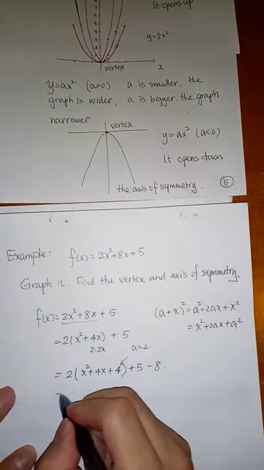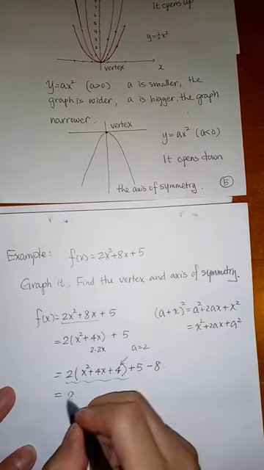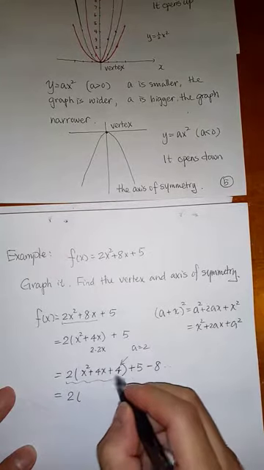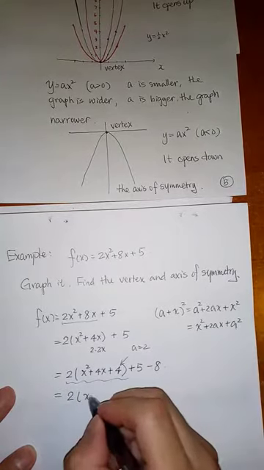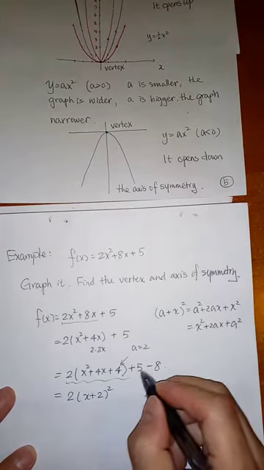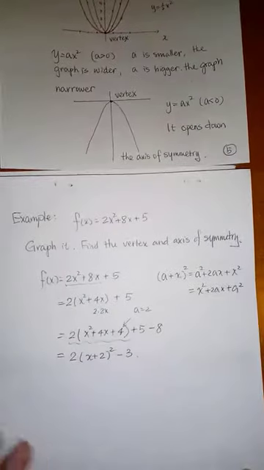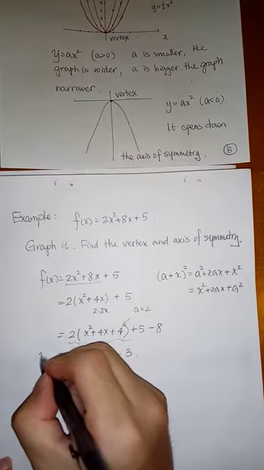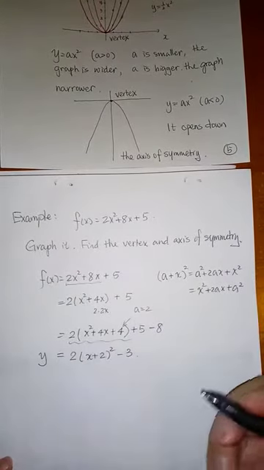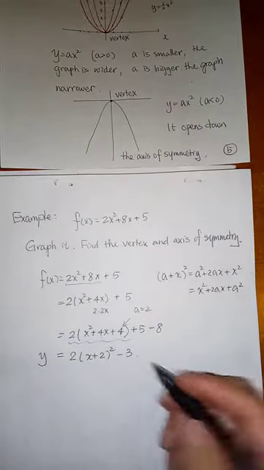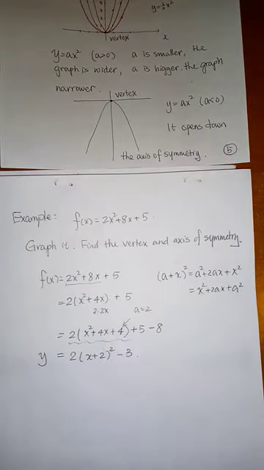Okay? And then coefficient 2 is 2 times x squared plus 4x plus 4, which is x plus 2 squared. 5 minus 8 is minus 3. Okay? So we have, you can call it f(x) or you can call it y. Okay, so how do we get the graph of this? How do we get the graph?